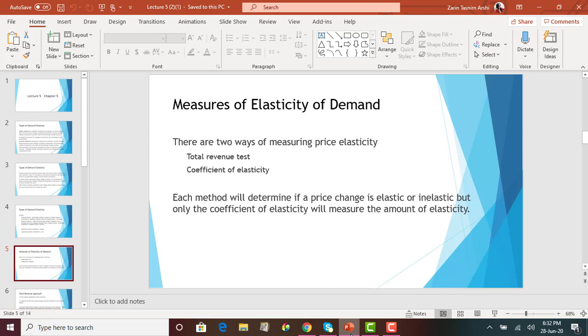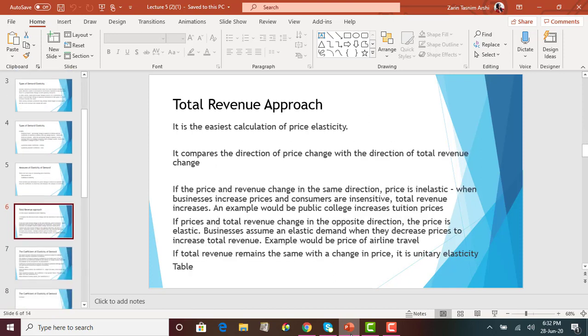So the purpose of these methods is to determine, when there is a change in price, if the demand is elastic or if the demand is inelastic or if the demand is unitary. So that's what our purpose is. Using these methods, we will figure out if the demand for, let's say, salt, or let's say for sugar, is elastic or inelastic or unitary. That's the main purpose.